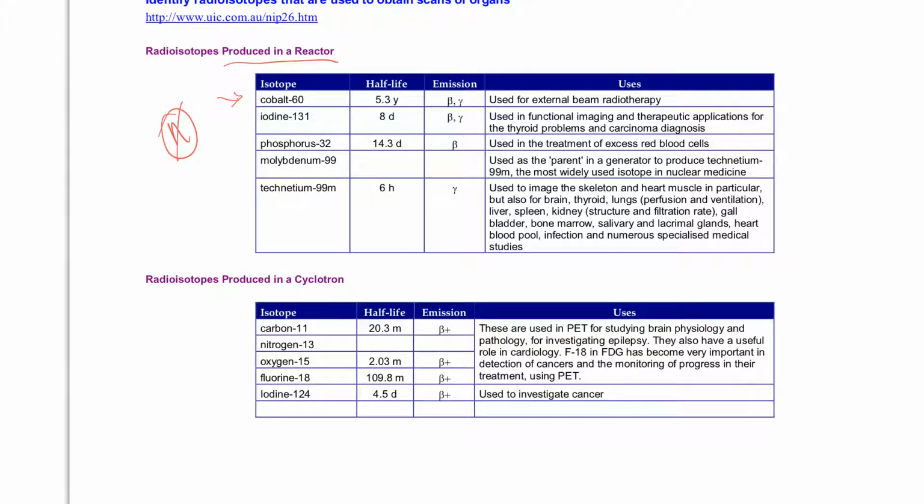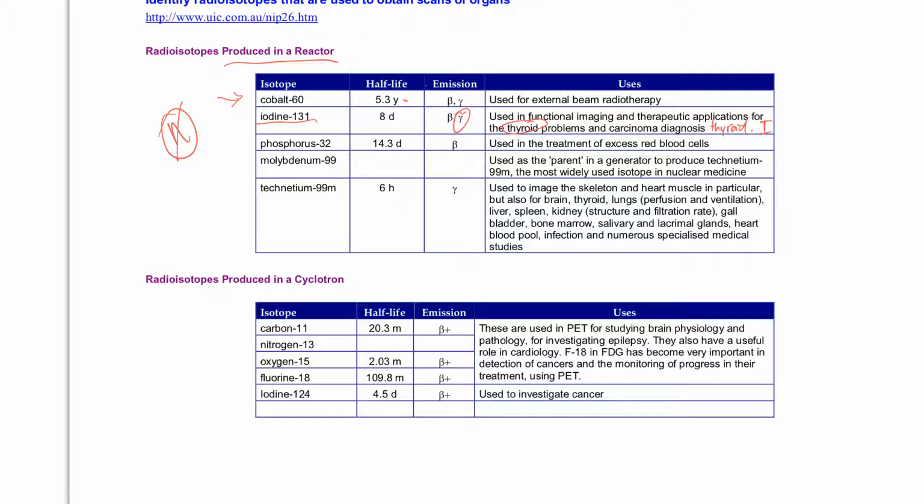We have here cobalt. You can see the half-life's quite high. Iodine, which is used in the thyroid gland, and that's because iodine is naturally taken up by the thyroid. And so when you put radioactive iodine in the body, it can then go into that thyroid gland and give off radiation, which can then be scanned by a gamma camera.